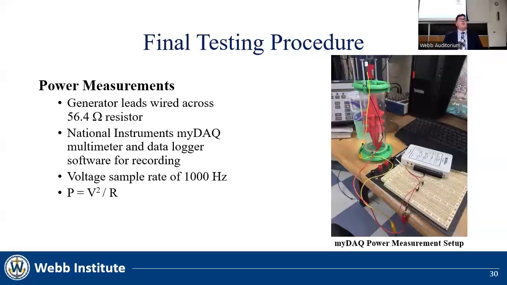In the final testing phases, more precise data measurements were necessary. One of the 2 main measurements taken was the power output of the oscillating water column. The model generator's leads were wired across a 56.4 ohm resistor on a breadboard. A MIDAC multimeter was also wired across the same resistor, and the voltage across this resistor was measured at a sample rate of 1000 Hz. Since power is equal to the voltage squared divided by the resistance, the power output was easily calculated.